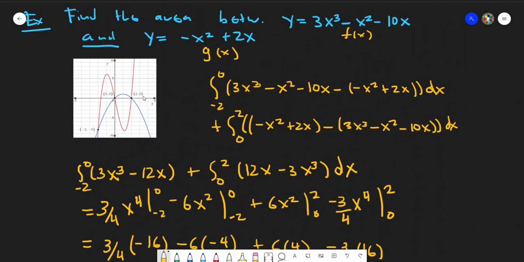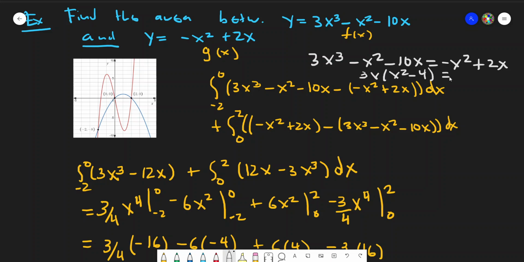Remember that this is an example of compound regions, where you had to partition the integral into one, and then do the other, using the appropriate bounds. In this case, it was from -2 to 0, and then from 0 to 2. Note that if you did not have the limits of integration, you would simply set the equations equal to each other, like 3x cubed minus x squared minus 10x equals -x squared plus 2x. That simplified to 3x cubed minus 12x, which gives 3x times x squared minus 4 equals 0. So you can tell that it gave you 3 points, -2, 0, and 2.